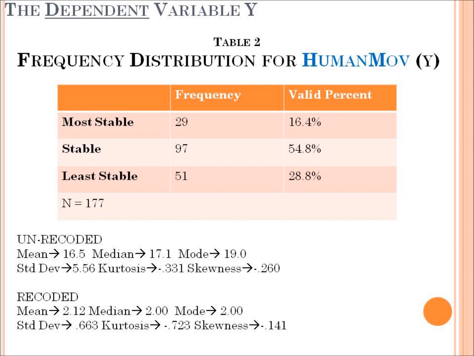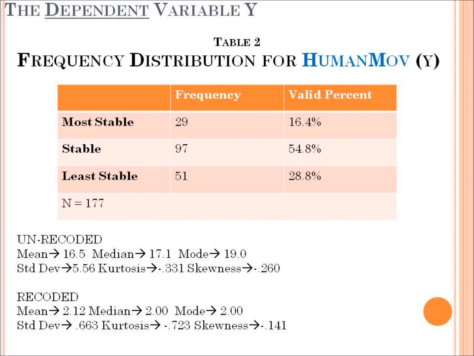I have recoded my index, human move, into three categories. Missing cases were not required as it was aggregate data collection. The three categories are most stable, which would be countries with the least human movement; stable, which would be countries with average human movement; and least stable, countries with the most human movement.